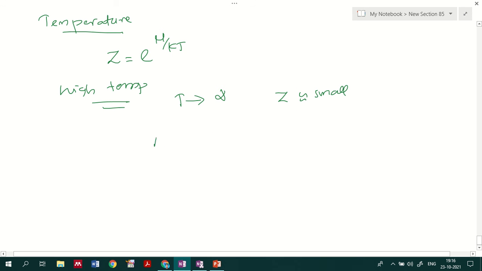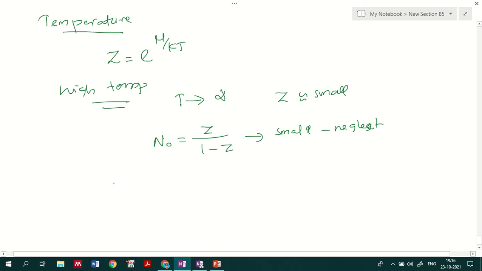So we know that the number of particles at the ground state is equal to Z divided by 1 minus Z. So this will be a small quantity. This will be very small if Z is very small, so we can neglect this term at a high temperature.